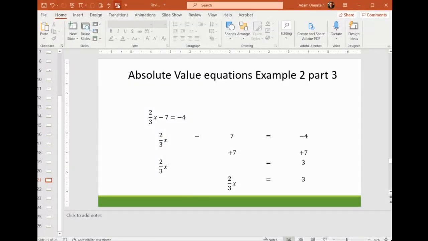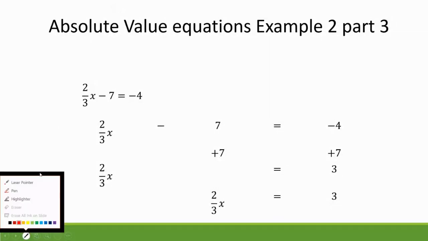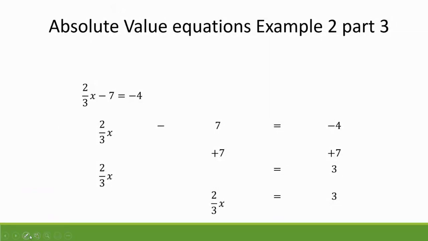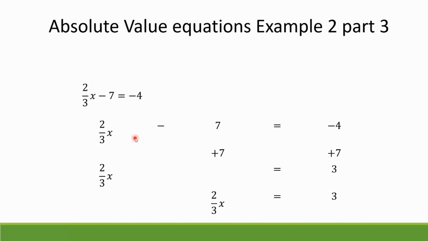So instead of 4, we have negative 4. All right. So here we have to solve that equation. And again, the steps are exactly the same. Namely, we have to isolate x.